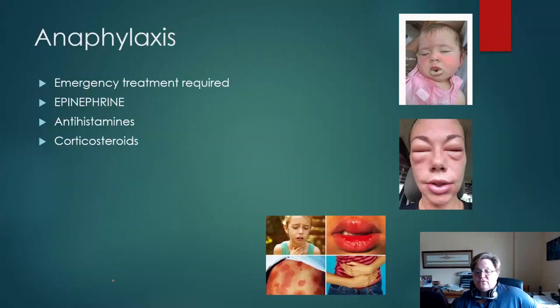We have to do emergency treatment, and we're going to give medications such as epinephrine, antihistamines, and corticosteroids. The epinephrine supports our blood pressure. The antihistamines are going to help get rid of that histamine response, and the corticosteroids are going to help with some of the inflammation, the cytokines and the other mediators that were released, and try to reduce that inflammation.